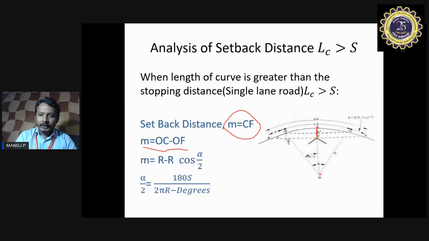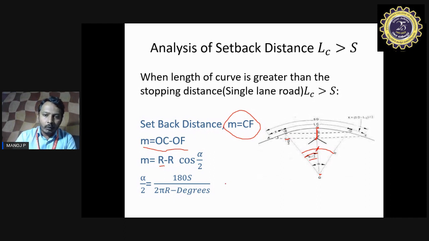Here, what is OC? OC is nothing but the radius of the curve R. OF, from here to here, is equal to R cos alpha by 2. So what is alpha by 2? Total angle is alpha, and only this part is alpha by 2.